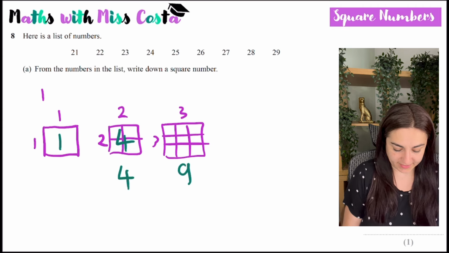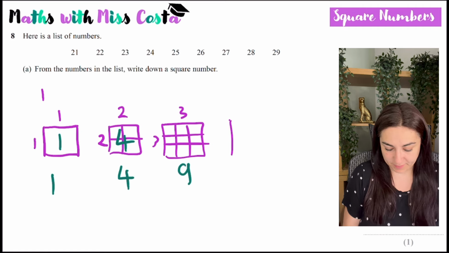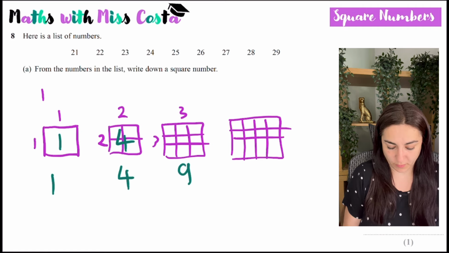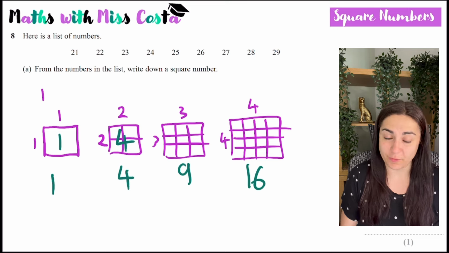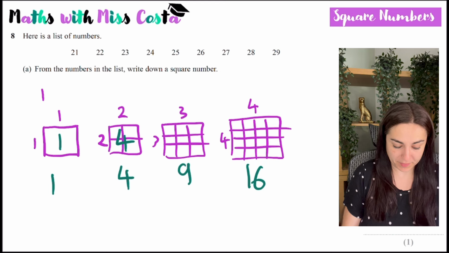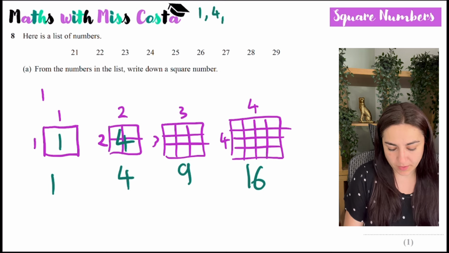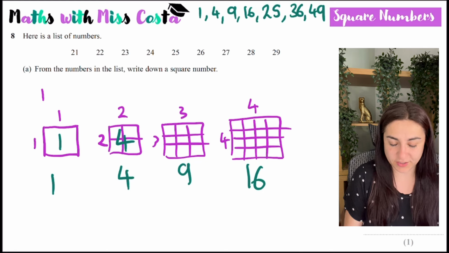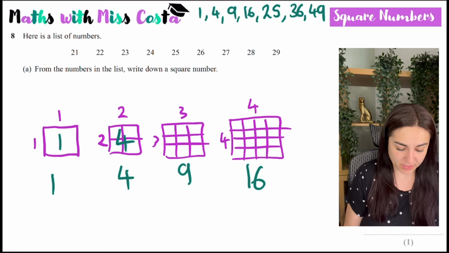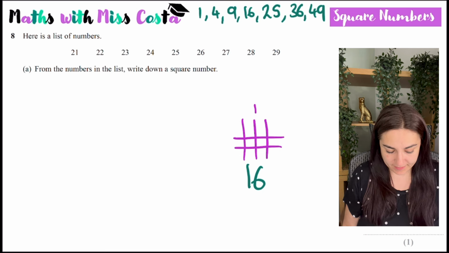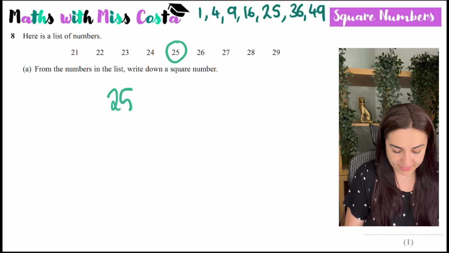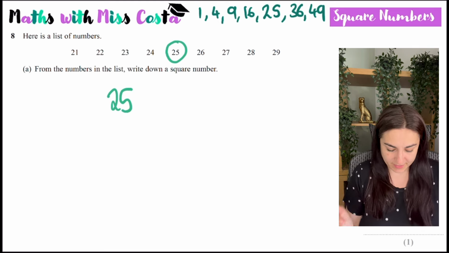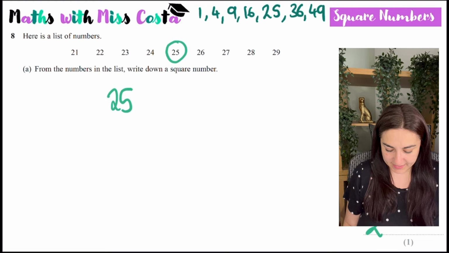I'll write underneath actually because it just gets a bit messy. Then similarly, you've got 4 by 4. So 4 squared is 16, and so forth. You can do it with all of the square numbers if you haven't quite remembered that. So it's helpful to just write them out: 1, 4, 9, 16, 25, 36, 49, so that it makes choosing from the list a little bit easier. And then from the list, write down a square number. Well, out of these numbers, 25 is a square number because I know that 5 times 5 makes 25. So my square number is going to be 25.